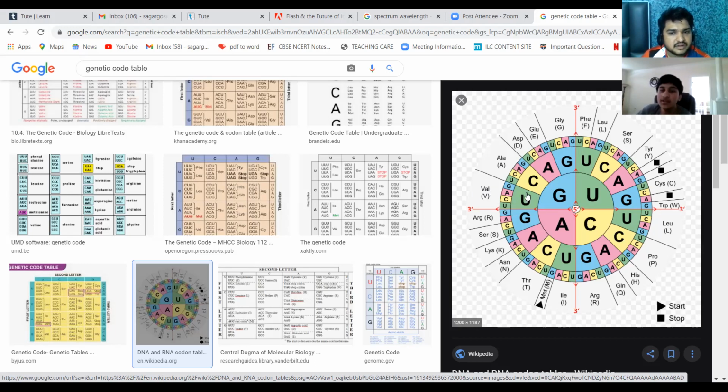Oh, so GU doesn't form valine. I told you, you have to take a triplet. What are the 16 that can form with two?